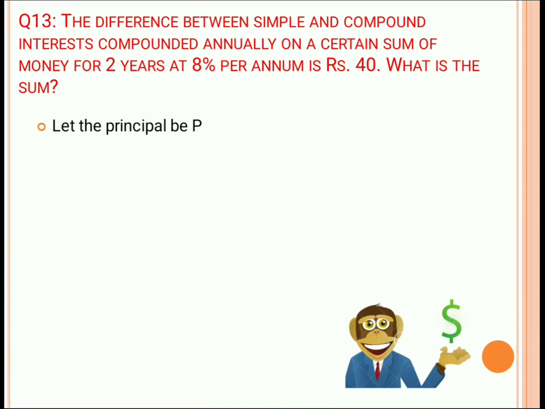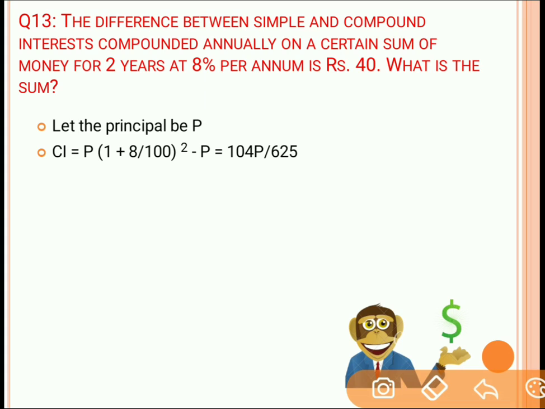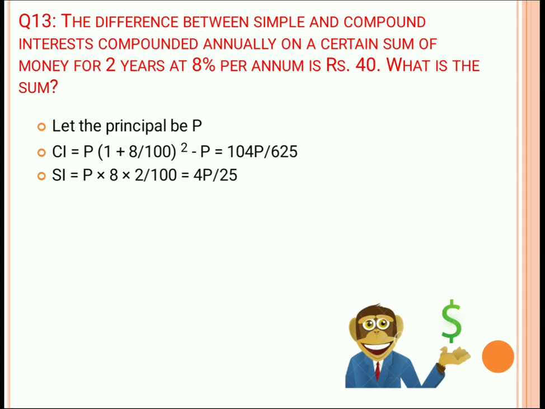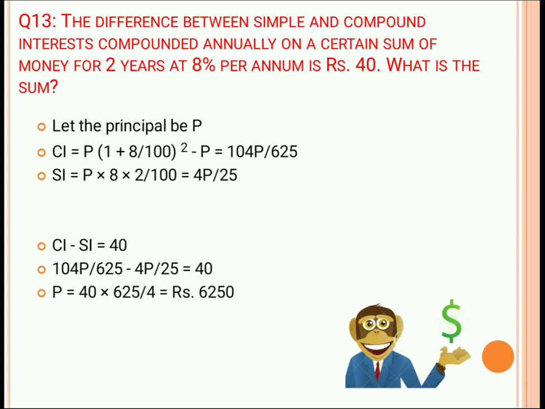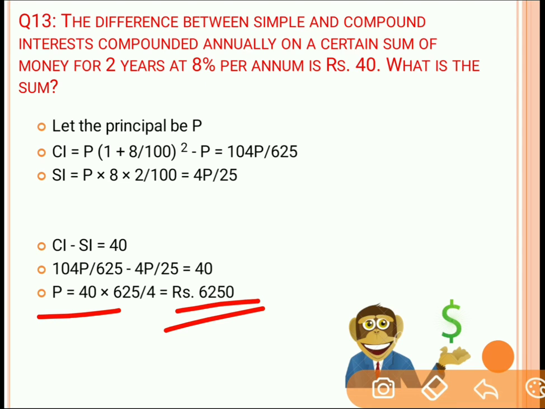So let's look at the solution. Here the principal is assumed as P. So the amount will be equal to P into 1 plus R by 100 raised to n. Substituting the values of R and T and subtracting the principal, you will get the compound interest, which is equal to 104P by 625. In the same way we apply the formula for simple interest, PRT by 100, and that is equal to 4P by 25. Now the difference is equal to 40 rupees. So substituting the values of the first and the second equation, this equation is in terms of P, so we can solve for the value of P. Solving this equation, the value of P is 6,250 rupees.